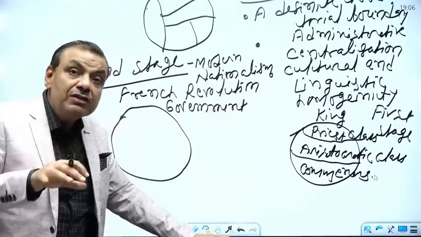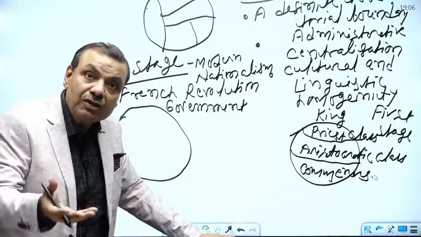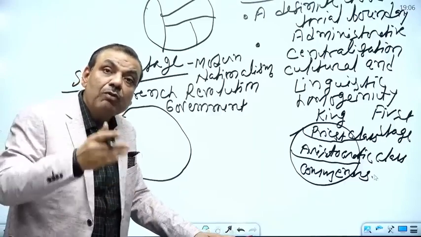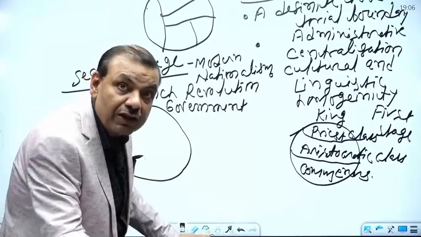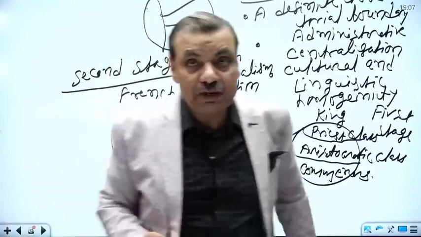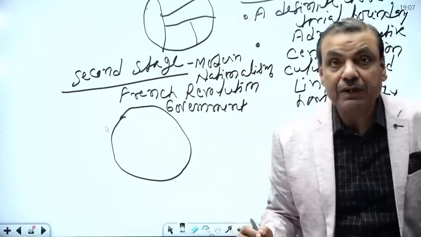But internally, the nation was divided between the privileged section and the non-privileged section. So this was the limitation of the first stage of nationalism. But after the French Revolution, this is the second stage, for which I have placed an example here. Just observe. This is the second stage. In the second stage, what happened?